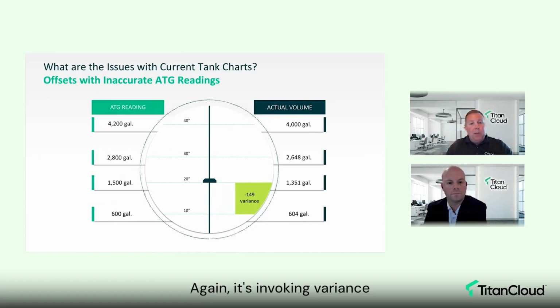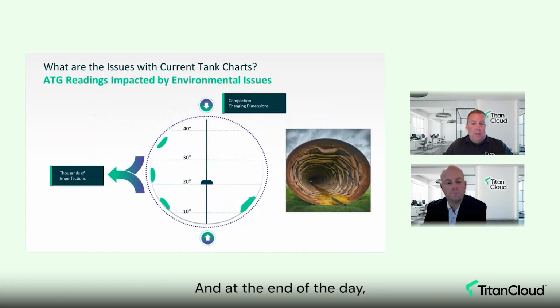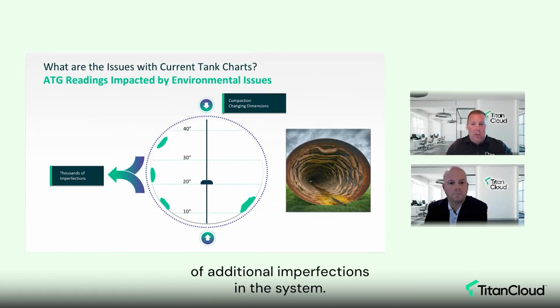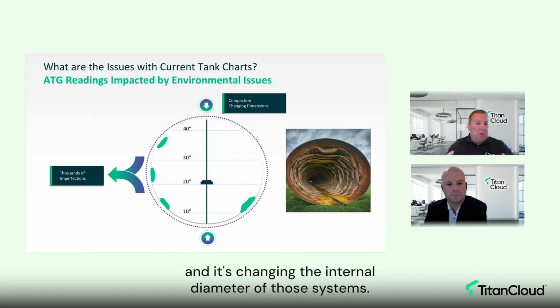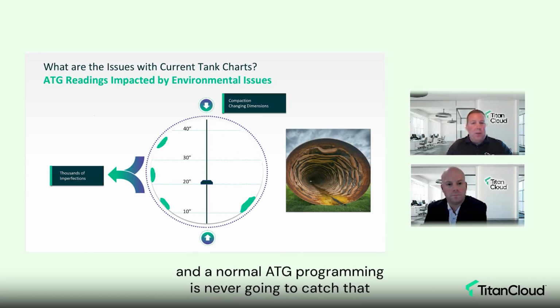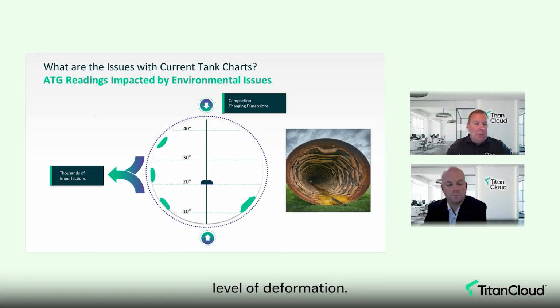So again, it's invoking variance as you're getting deliveries, as you're getting sales, and you're taking beginning and ending readings through that level of visibility. The challenge is that the level of deformation is not exact. You've got an oblong tank with a number of additional imperfections in the system. The tank we're showing here has a lining that's peeling off and changing the internal diameter of the system. So a normal tank chart and normal ATG programming is never going to catch that level of deformation.